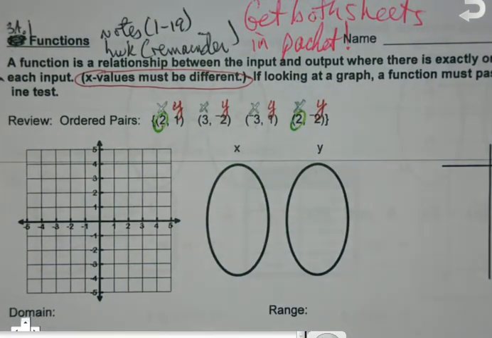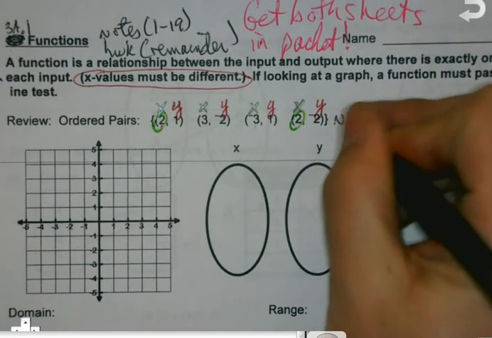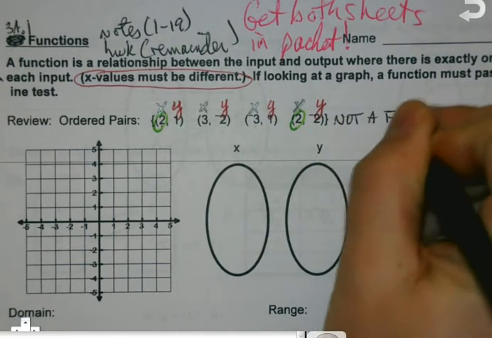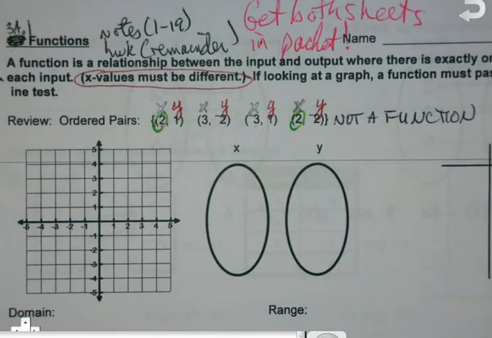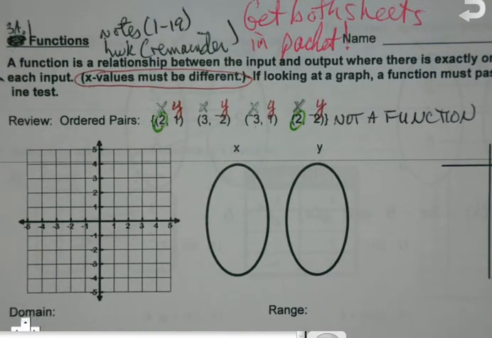If I have any of them repeat, any of them at all, that's not a function. Because if I were to graph all of these, and that's actually what we're going to do here in a minute. Excuse me. Okay. We're going to kind of play with it.